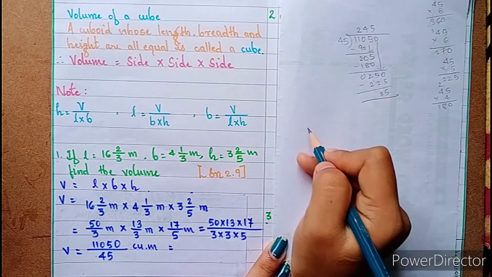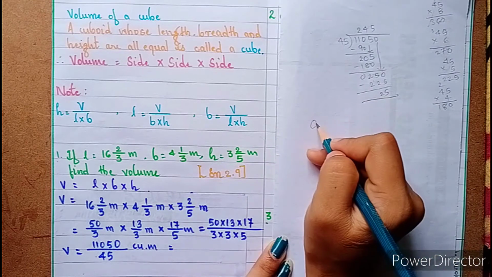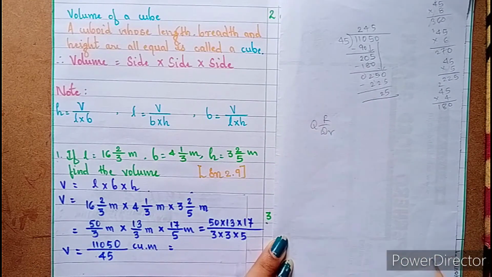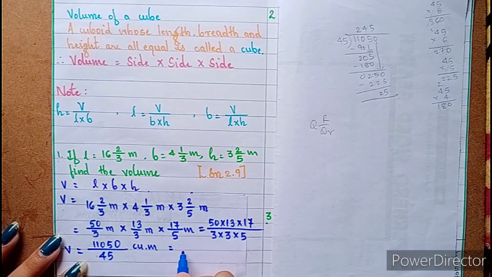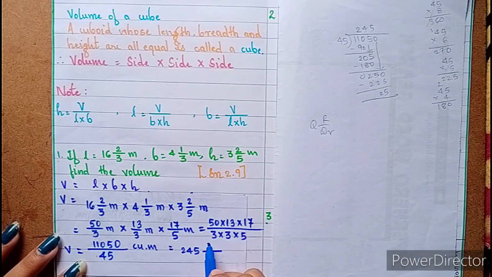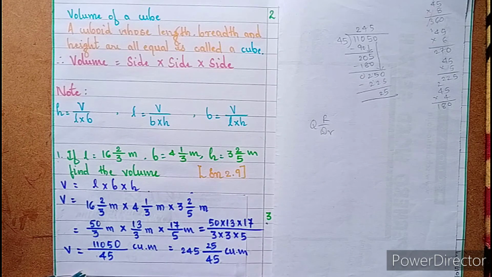So you know the formula to convert an improper fraction into a mixed fraction: Q R by divisor. So let's write the answer. What is Q here? Q is the quotient, that is 245. And what is R? R is 25. And what is the divisor? Divisor is 45. And what is the unit? Unit is cubic meter. So therefore what is our final answer? Therefore our final answer is volume equals 245 25 upon 45.